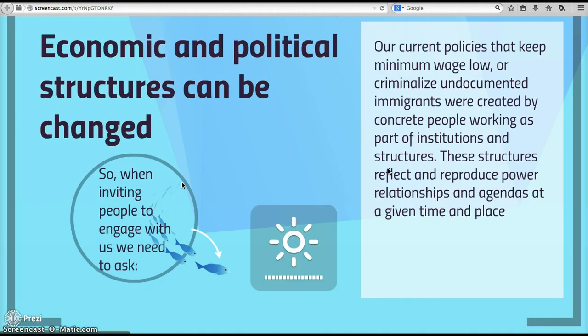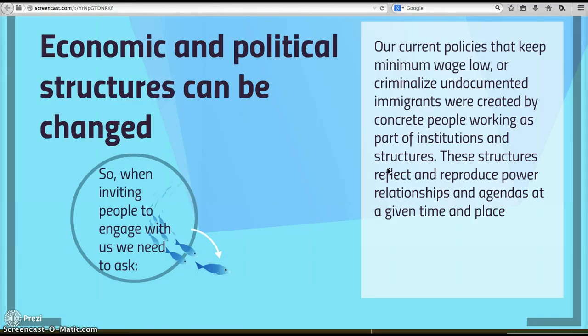Economic and political structures can be changed. Our current policies, those that keep the minimum wage low or criminalize undocumented immigrants, were created by concrete people working as part of institutional structures. These structures reflect and reproduce power relationships and agendas at a given time and place. The composition of a city council or a state legislature or the federal Congress has a lot to do with what policies we're facing, and has a direct impact on who can make it to our events.